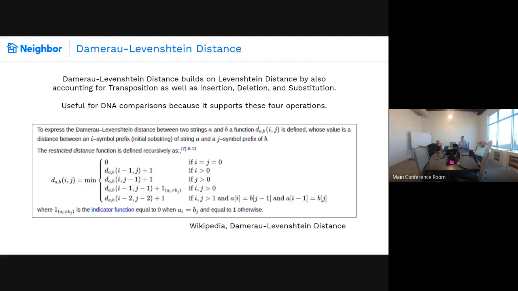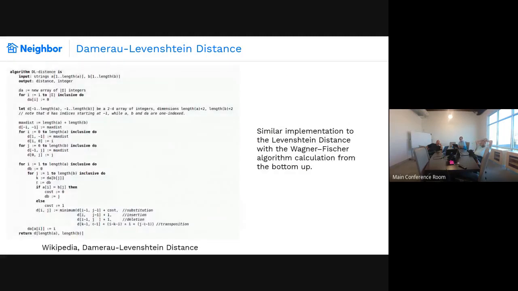This is the beauty of abstraction right here. That's why I love math, because you can take a problem like how different are two words, and you can turn it into this. So again, you can use basically the same approach, just adding that transposition in on the bottom. This is slightly different, but the algorithm is the same.